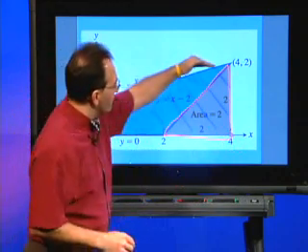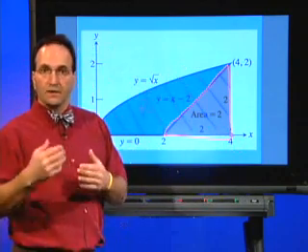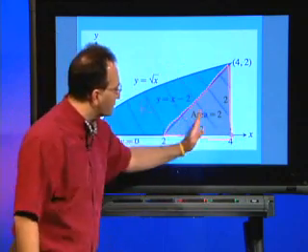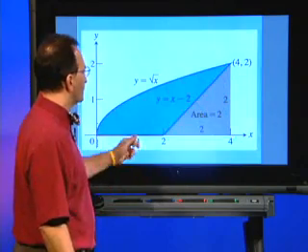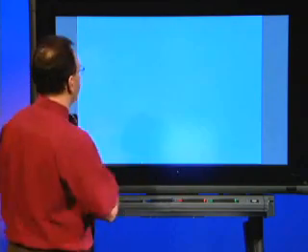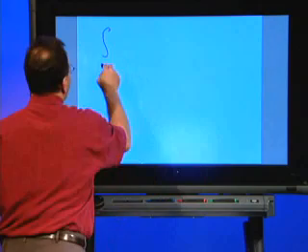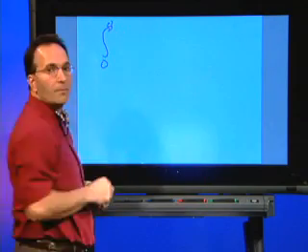We're going to take the square root of x with respect to x, and then we'll subtract off the area of the triangle. So let's set up this integral right now. We have the integral from 0 to 4 of the square root of x dx, because we're finding the area between the square root of x and the x-axis. So that's this. And then we have to subtract off the area of the triangle.